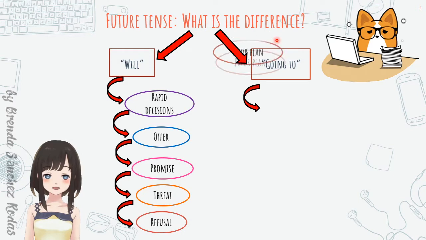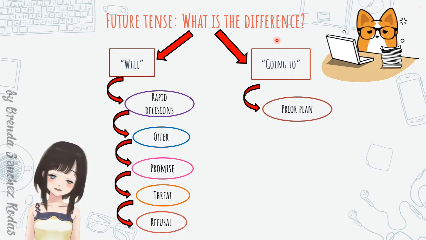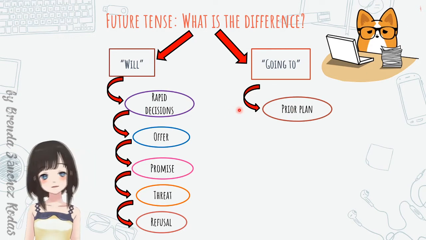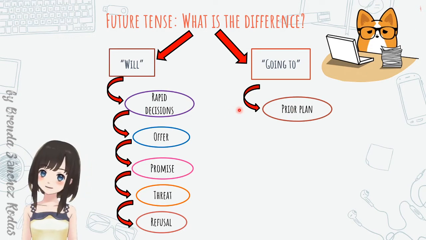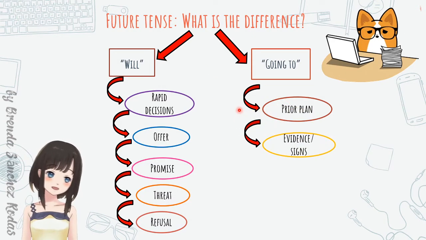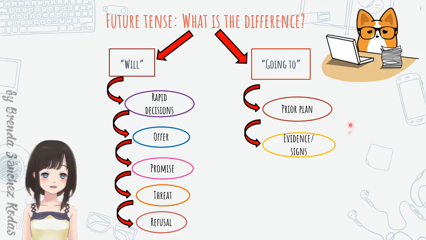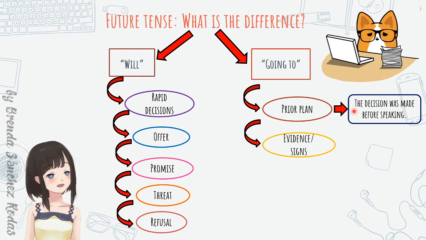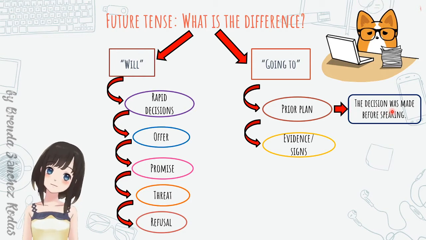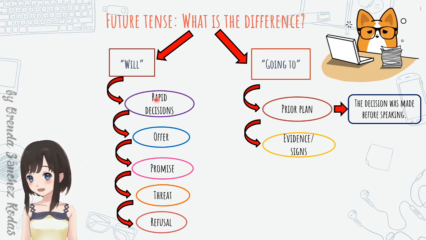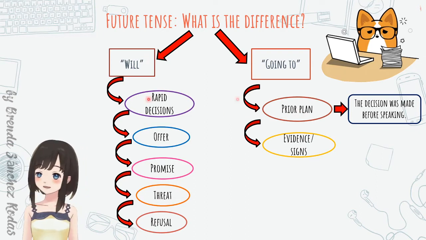For going to, we use it for a prior plan. So this is the opposite of rapid decisions: the opposite is prior plan. So what does it mean? That something is planned. And also we use going to for evidence or signs. So let's go back to prior plan. What does it mean? We use prior plan for decisions that were made before speaking. So something you planned. And here, with will, is something quick without thinking about it. So this is the opposite.